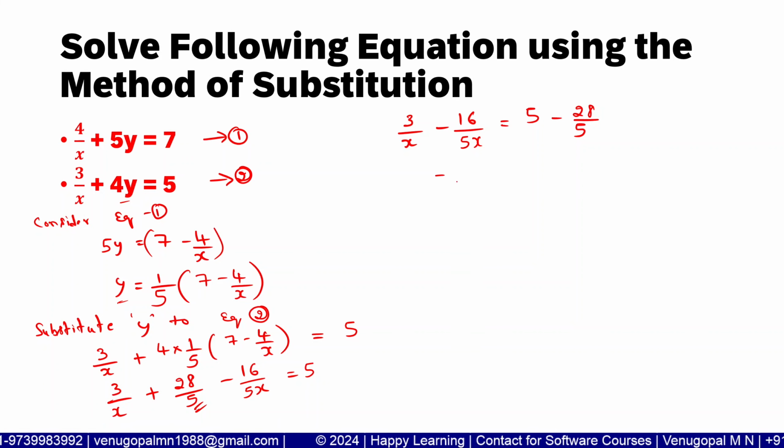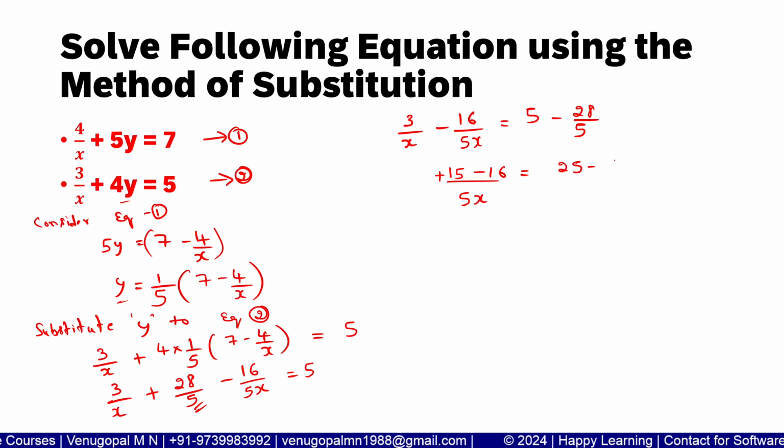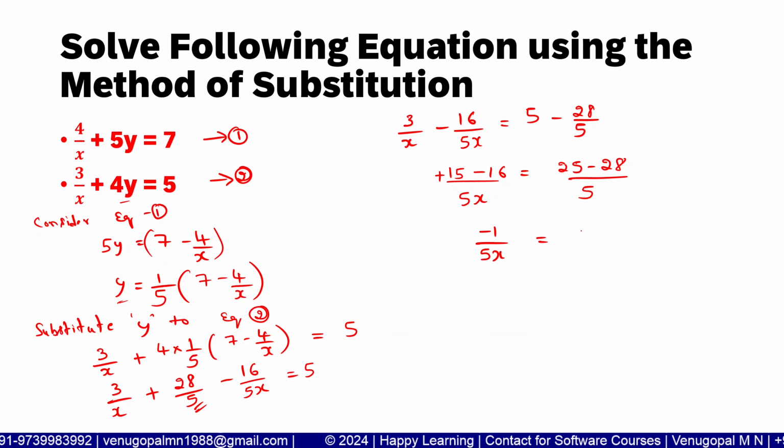minus, so this would be 5x as the denominator, meaning you have to multiply this entire series by 5. So 3 into 5x, it would be 3 fives are 15, plus 15 minus 16 is equal to 5 fives are 25 minus 28 divided by 5. So now minus 1 divided by 5x is equal to minus 3 by 5.